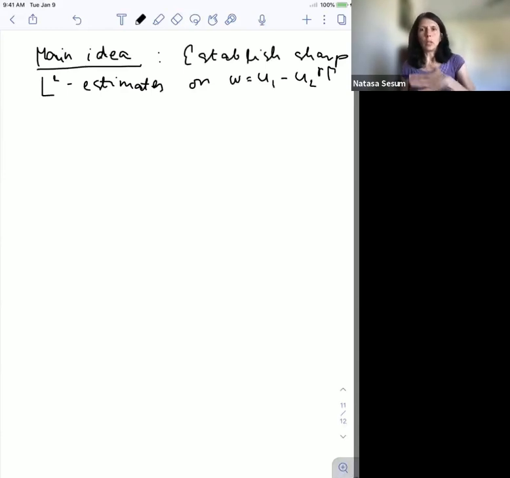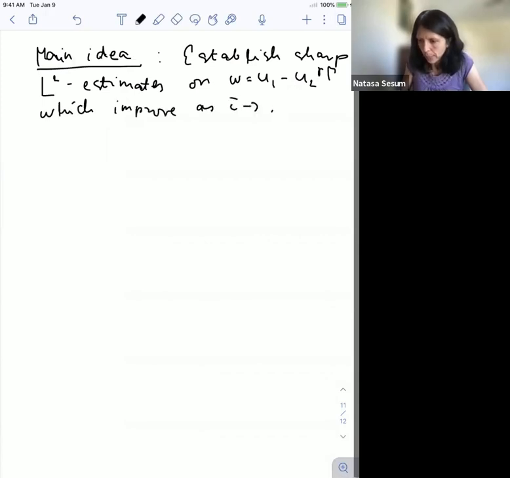But from now on, I'm going to forget about these two parameters. We will just keep in mind that we have them floating around and that we have to make use of them. But for simplicity, I'm just going to write W is U1 minus U2, which improve as tau approaches negative infinity. So we want to establish sharp L2 estimates. We have basically two regions, the cylindrical region and the tip region, and then there is some overlap.